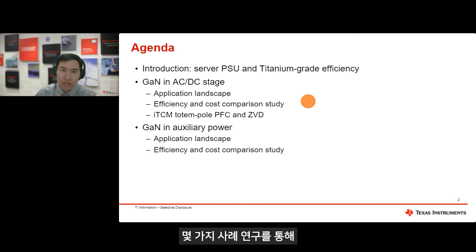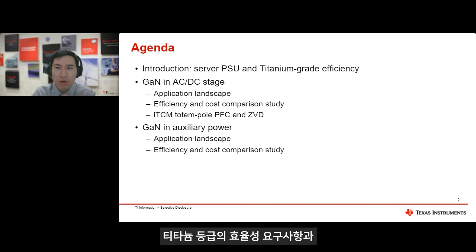So through some of the case study, I'm going to show why you need GaN there to meet this titanium grade efficiency requirement, and also some cost comparison between the proposed solution and the previous solution.